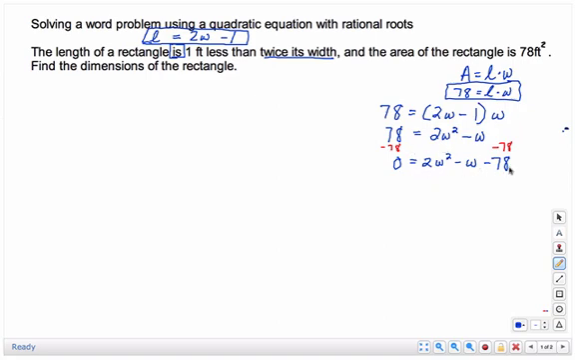Okay, so now we look at this and we need to factor this. We have our coefficient in front of our leading term, which is 2. So I'm going to use the factoring by grouping method to factor this. I'm going to multiply the 2 times the negative 78 together, and that gives me negative 156. And I'm looking for two numbers that multiply to give me negative 156, but add to give me my middle term value here, which is a negative 1 in this case.